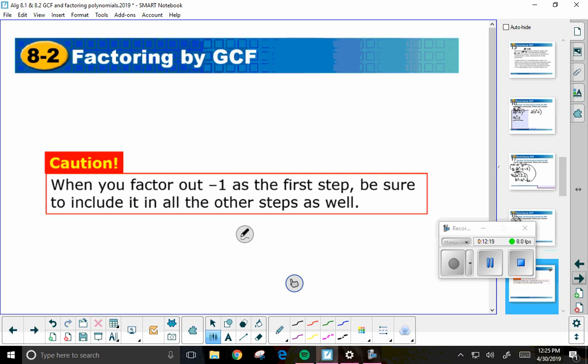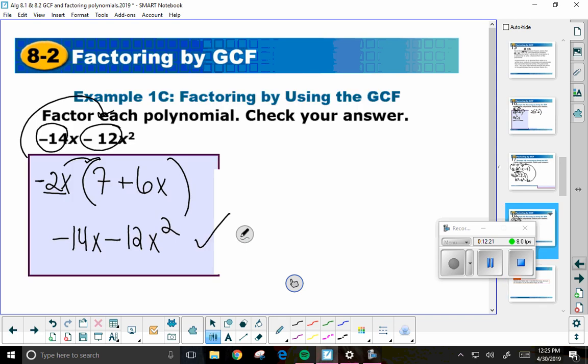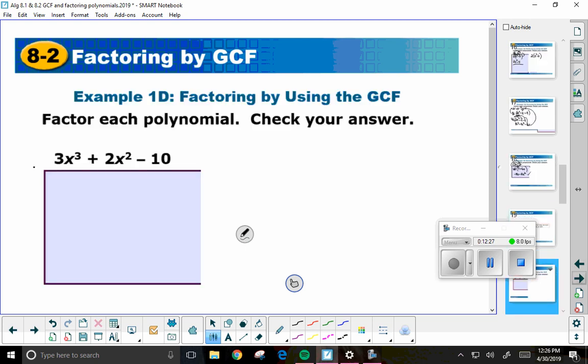Okay, and just make sure when you factor out a negative anything in this first step, you do it to the second one as well. All right, on this one, 3x cubed plus 2x squared minus 10. I'm trying to see if there's anything that goes into all of these terms, and I don't see anything. So this one, you would just leave alone.